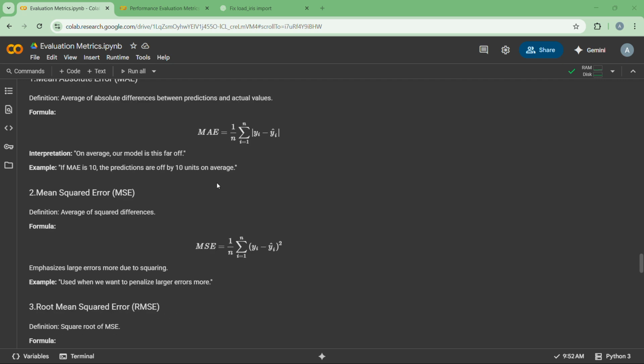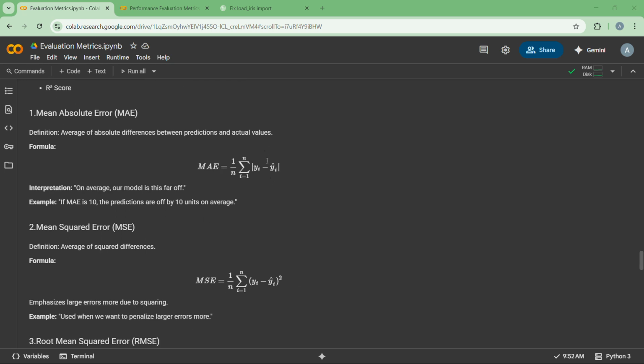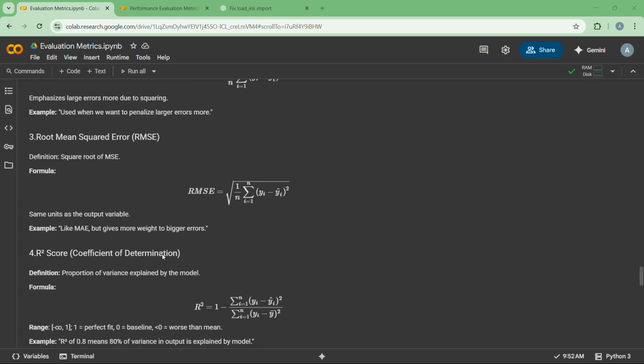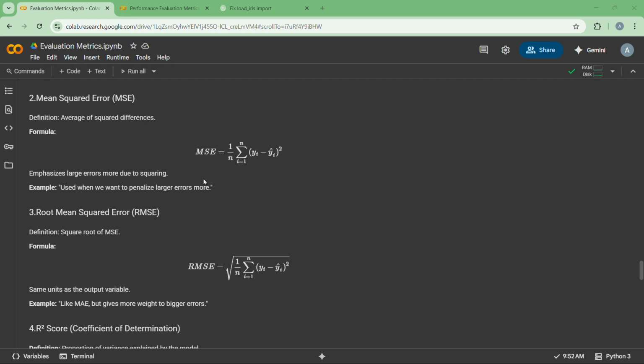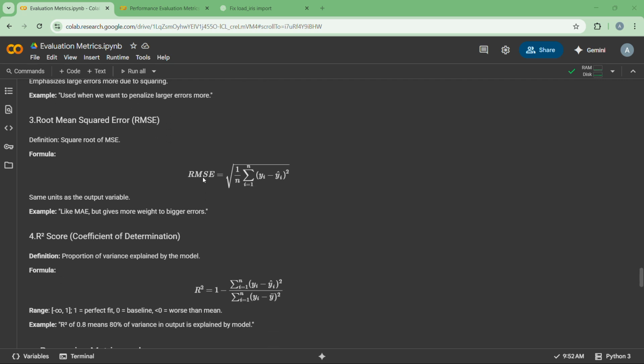Second one is mean squared error. Definition: average of the squared difference, and the formula is here. The only difference in the formula is the square, because it is mean squared error. Third one is root mean squared error. Definition: square root of the mean squared error. Here we apply only the square root to the mean squared error, and it is in the same units as the output. Like MAE, but it gives more weight to bigger errors.